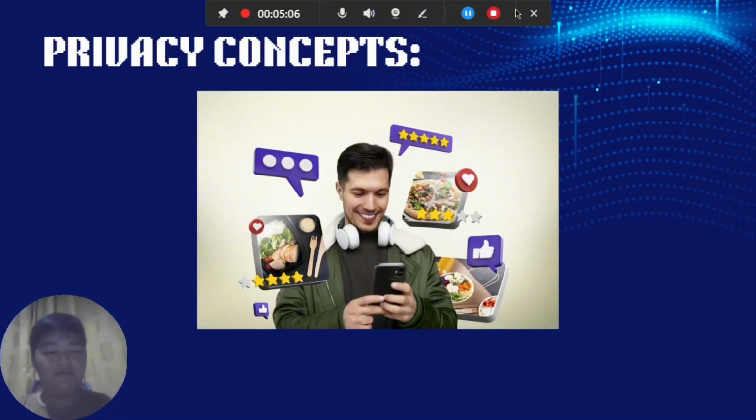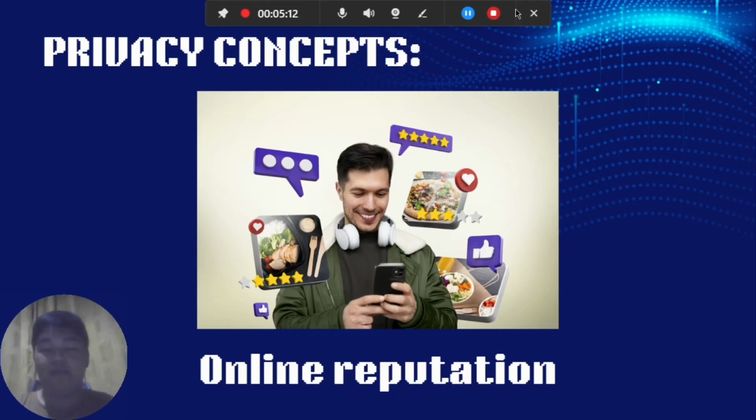Next image is, what does this image represent? It represents online reputation. Online reputations are the things online that you have liked, shared, and commented on, as well as what others have shared about you, which may shape what others think about you or even how they behave towards you.